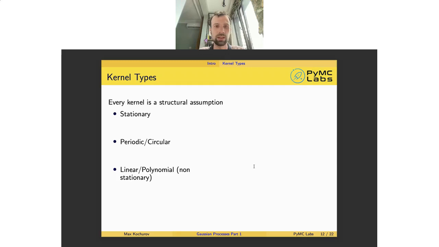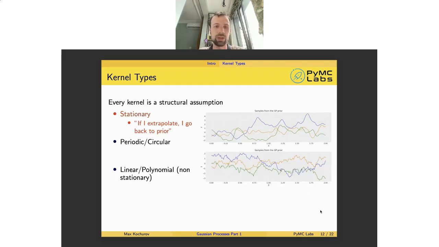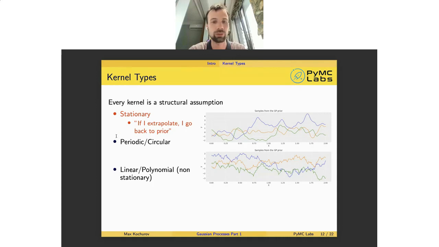There are various types of kernels. Some of them are stationary, and stationary means, with a hand-wavy explanation, that when I extrapolate, I go back to the prior. And the prior is something that is near the mean function with some noise. Actually, the correlated normal distribution in extrapolation. So we could have an arbitrary, well-behaved function through our inputs when values are smaller than zero, and it will extrapolate like this. So it won't go to infinities.